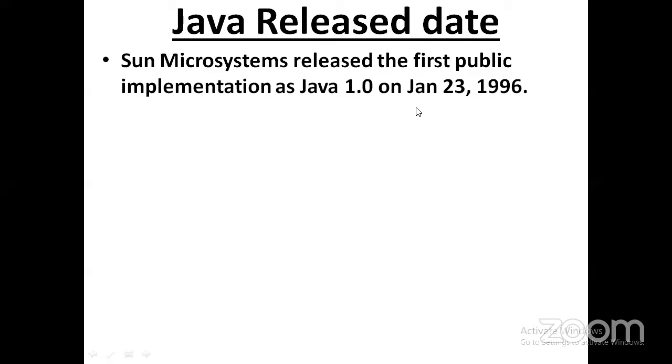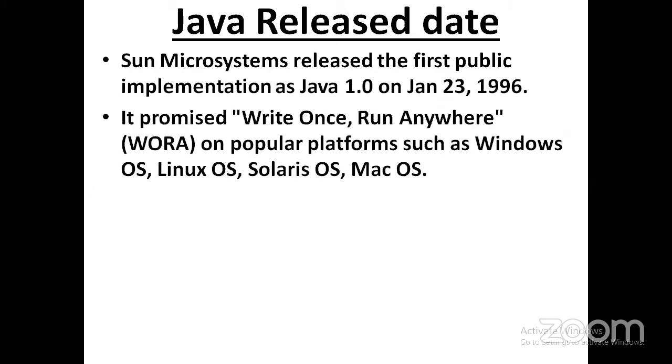Sun released the first public implementation as Java 1.0 on January 23rd, 1996, with a promise: write once, run anywhere. What is the meaning of write once, run anywhere? You compile the program in Windows, and this program can go and execute under any operating system, maybe Linux, Solaris, or Mac OS. Anywhere it can go and execute. So in 1996, Java was released as 1.0.